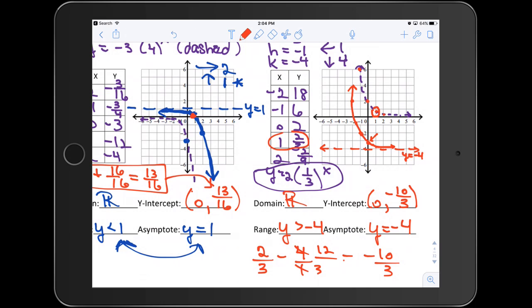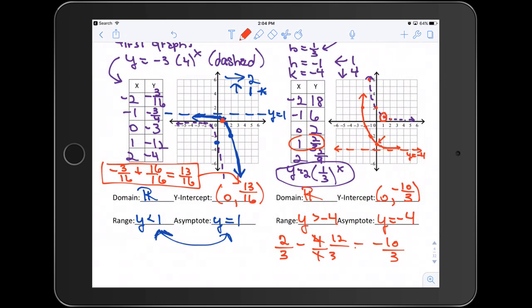Okay, so that is it, really. That's how you graph exponentials, whether it's a decay or a growth. Now, you're not applying it yet. That's the next section, but hopefully you got a pretty good handle on just being able to graph.